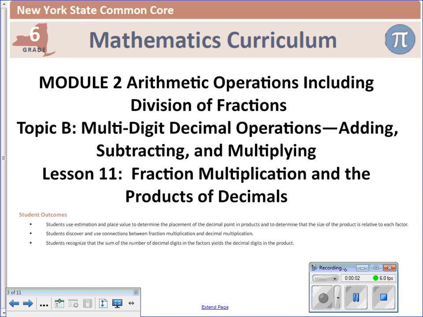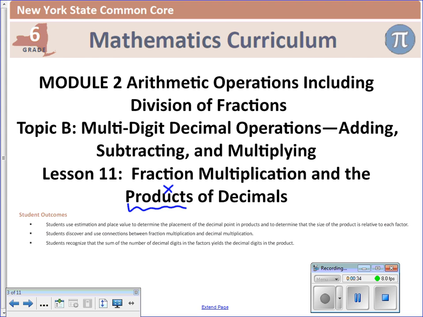Okay, today's module 2, lesson 11. Today we're looking at products of decimals. Product means what? The answer you get when you multiply. So today we're looking at good old-fashioned long multiplication using decimals. Just good old-fashioned computation. So today you're just going to be practicing your basic multiplication and your basic decimal rules.